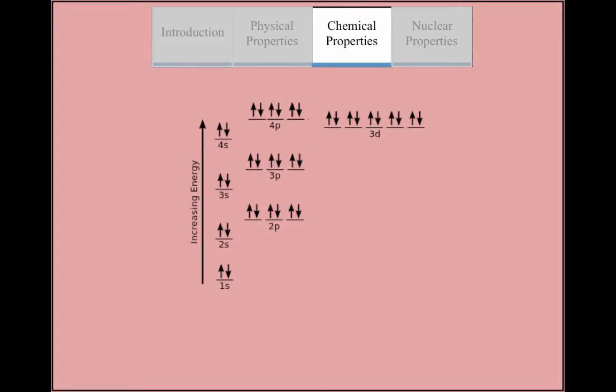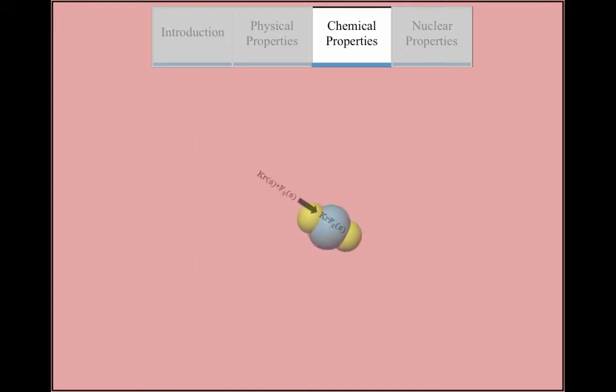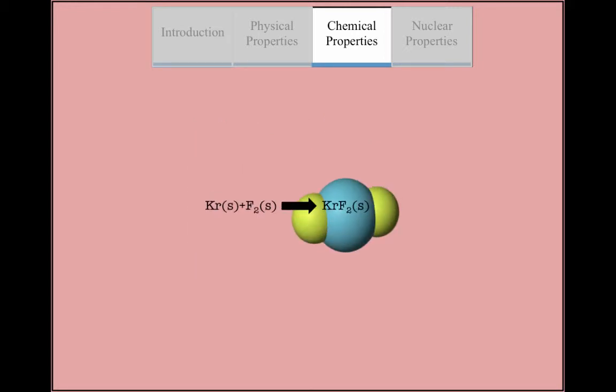Since it is a group 18 noble gas, it has full electron shells and it is chemically unreactive. However, under extreme conditions, krypton reacts with fluorine to produce the following reaction.